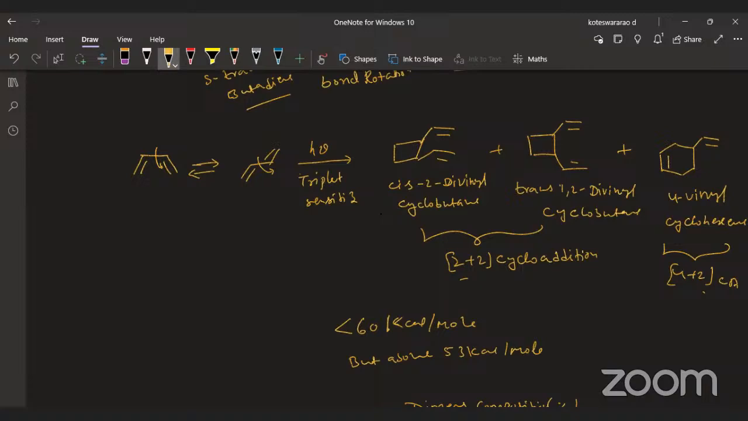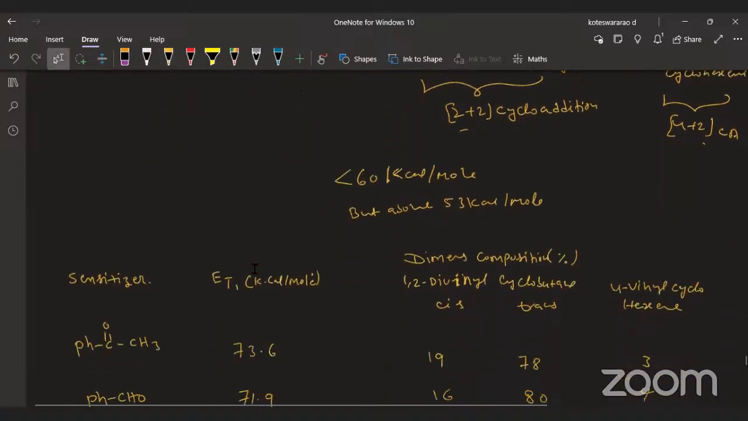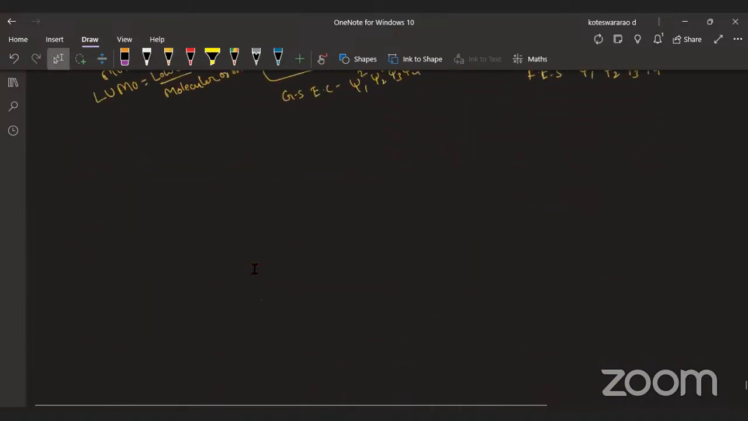But when the triplet sensitizer is used in the reaction, that facilitates it. When the energy of the triplet state of the sensitizer is more than 60 kilocalories per mole, suppose you are using a sensitizer like benzophenone, benzaldehyde or acetophenone, whatever it may be, the triplet energy is transferred to the first diene molecule it encounters, that is the S-trans conformer.